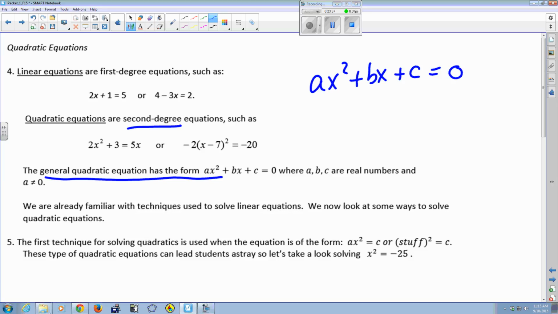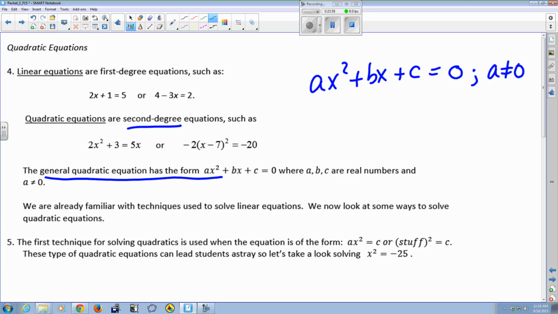Notice it's always set equal to 0. We have all of our terms on one side, and the only condition here is a cannot equal 0. Why do you think we say a can't be 0? Why do you think we have to put that little condition in? Why can't we just leave it as ax squared plus bx plus c?